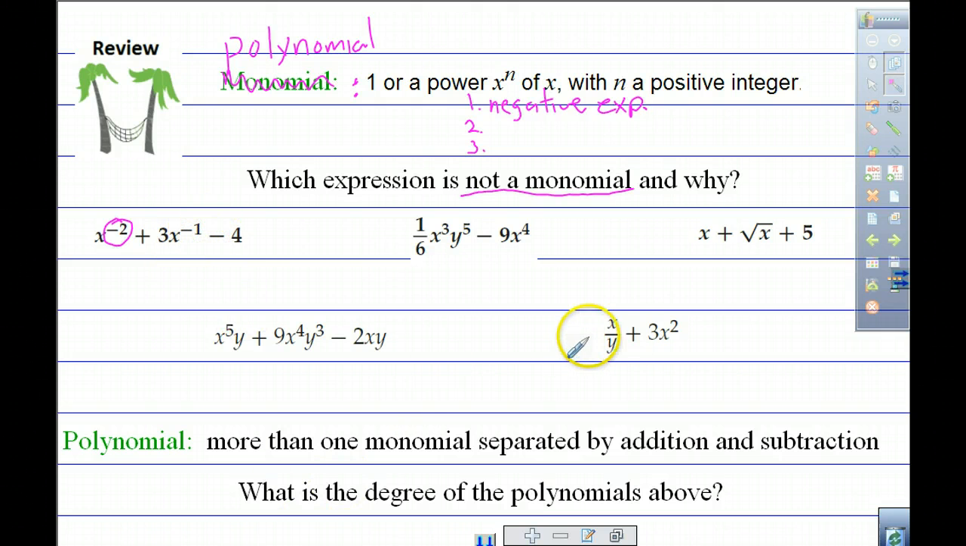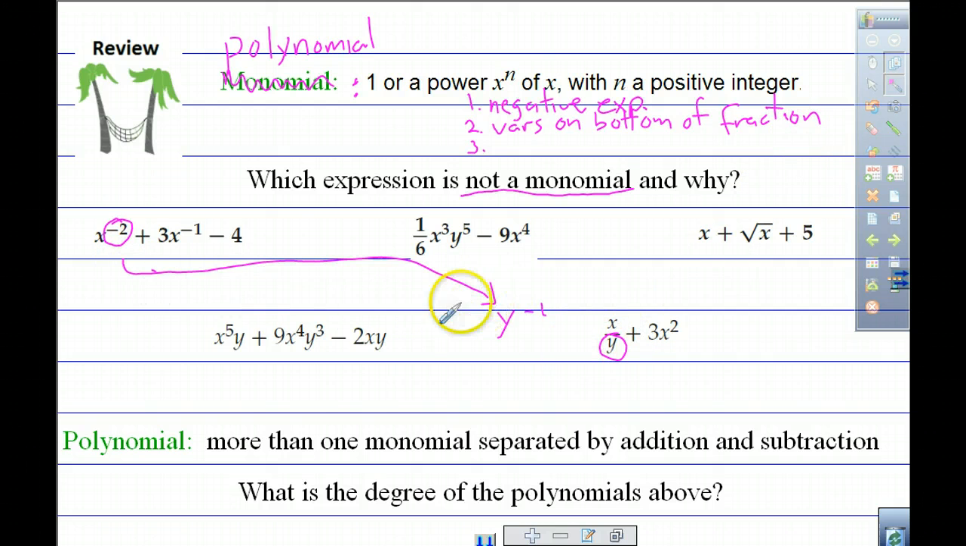Very similarly, any variable in the denominator is a negative exponent. So really this is y to the negative 1. So this is also not a polynomial. You can say variables on the bottom of a fraction, or as the denominator, however you want to say it, not a polynomial. So these are basically the same reason, just written different ways. Negative exponent, very obvious. Negative exponent because it's underneath on a fraction.